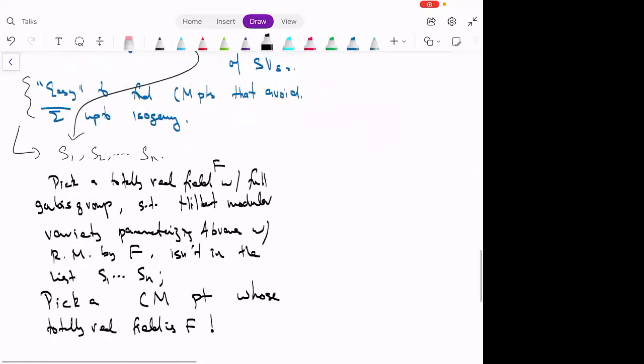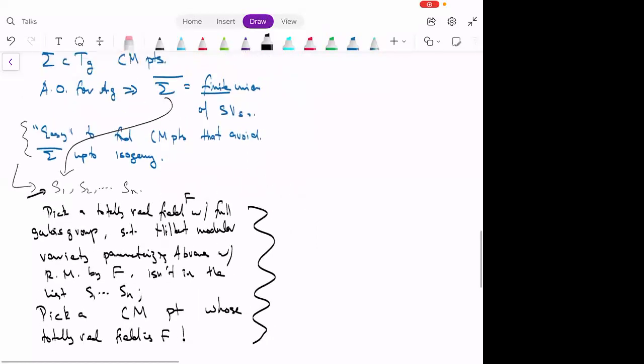Now, here's why that's going to work. For CM points whose totally real field has very large Galois group, a very nice property is that the only positive dimensional Shimura varieties that contain such a CM point will be the Hilbert modular variety and A_g itself. So if your CM point lies in S_1 through S_n up to isogeny, that means that one of S_1 through S_n has to be the Hilbert modular variety associated to F, but we've assumed that's not the case. And therefore, your CM point is not going to lie on S_1 through S_n up to isogeny. And there you have it. You found an abelian variety that is indeed not isogenous to a Jacobian.